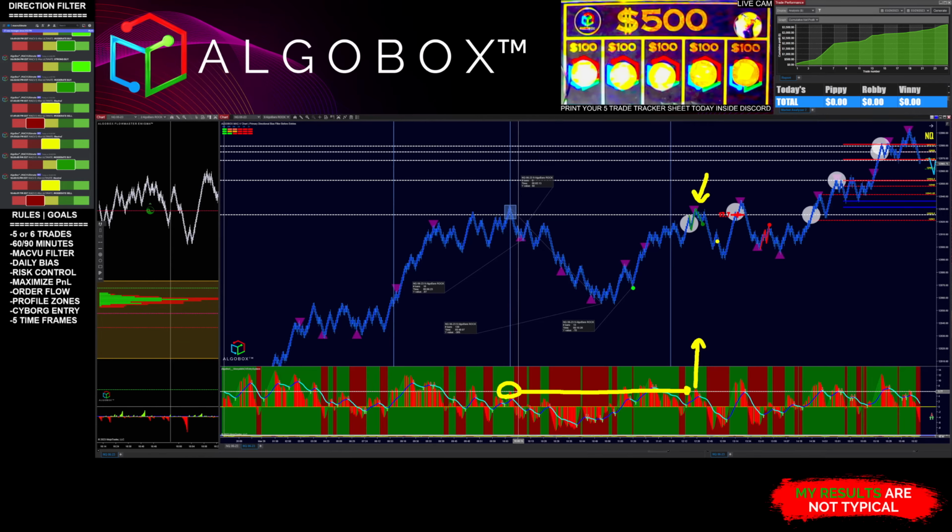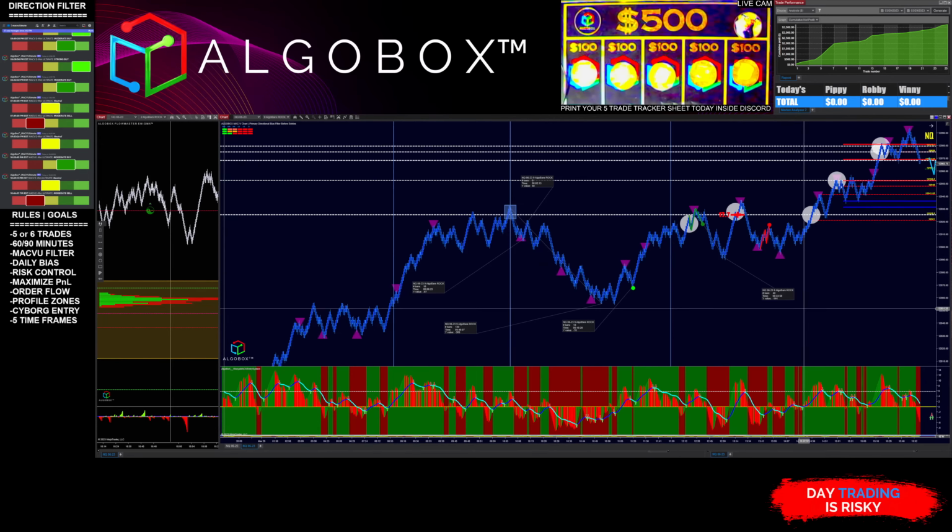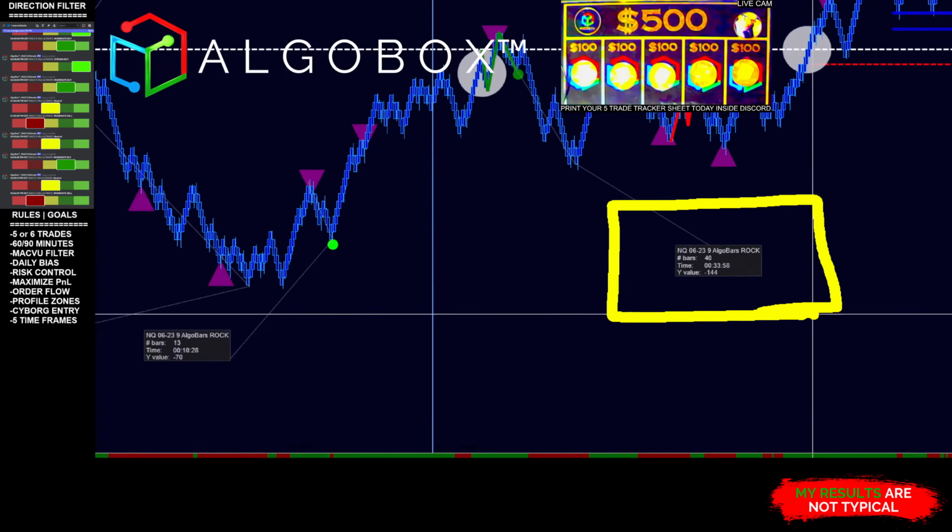Okay, so let's take a peek at how this one went. How far could this one have gone from the top with a triangle divergence? Remember, that is a divergence on the ultimate OBOS. And there it is. That is a 144 tick drop off of that.